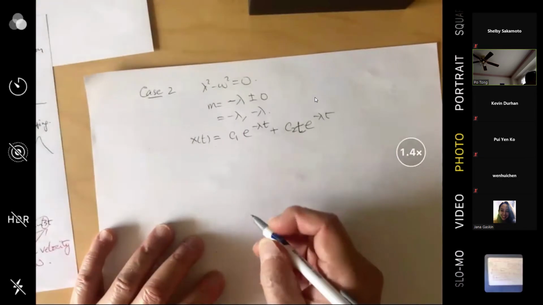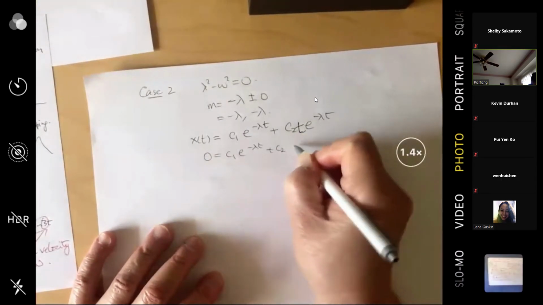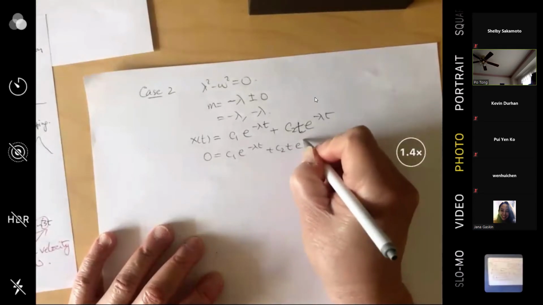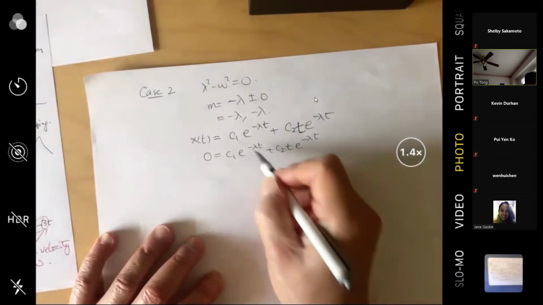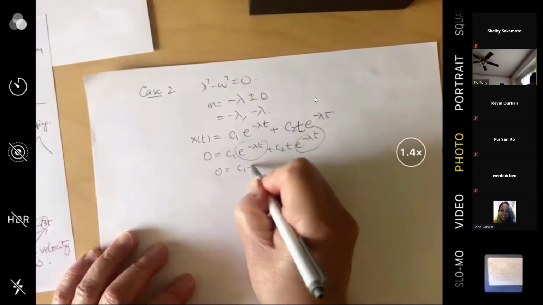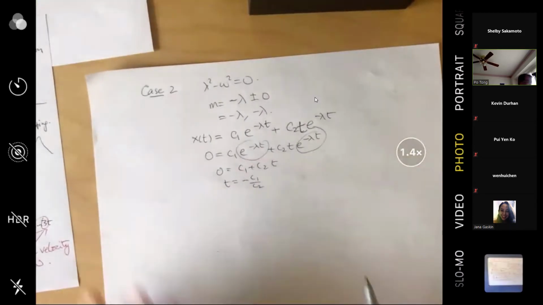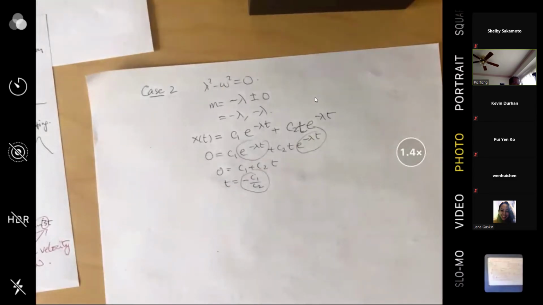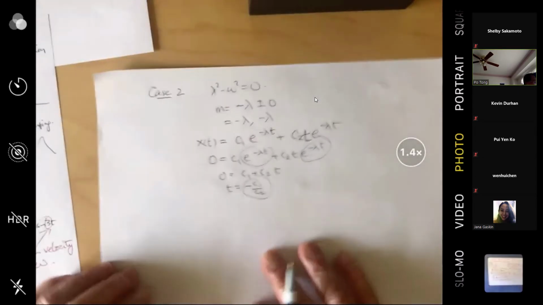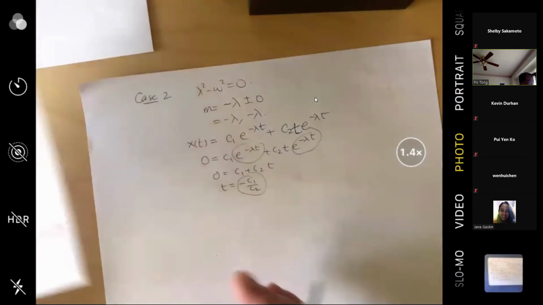This one is even easier to see because you set this guy to 0. The common factor is always positive, so it is gone. 0 is c1 plus c2 t. T is equal to negative c1 over c2. So it depends on this guy, and c1, c2 depend on the initial condition. So this case is called critically damped.